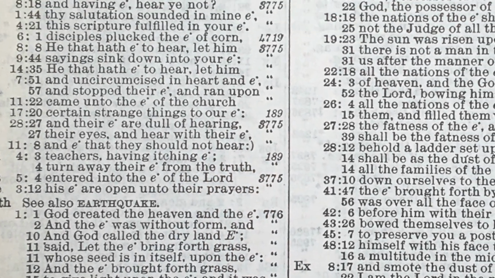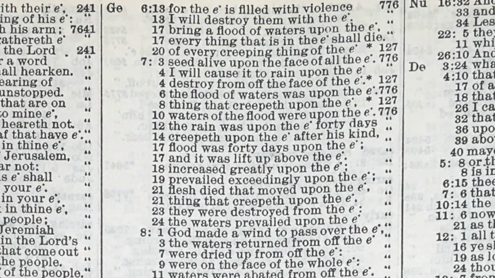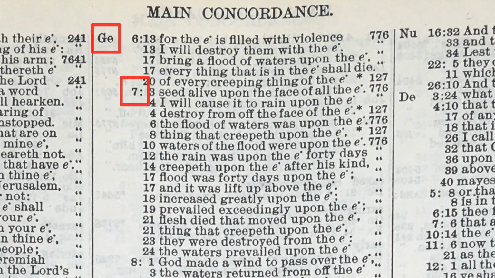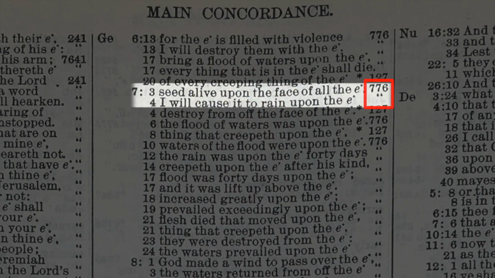And so we want to look for Genesis 7:4. So we're just going to thumb our finger down here. And then here it is. Here's chapter 7, Genesis 7, verse 4. It says, I will cause it to rain upon the earth. And so you're like, oh, that's the verse I'm looking for. It kind of gives you a little bit of the verse, makes it nice. And we see that it's word 776.